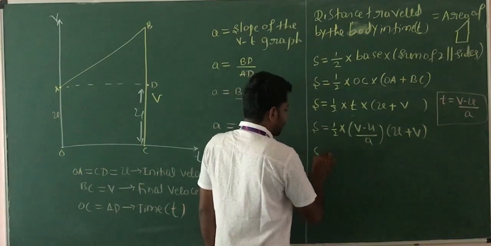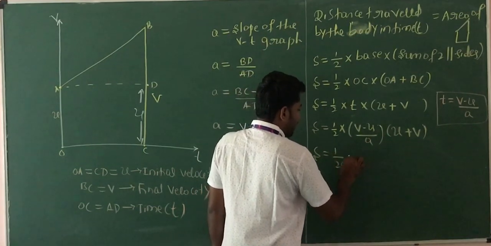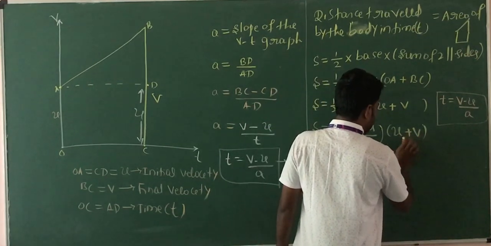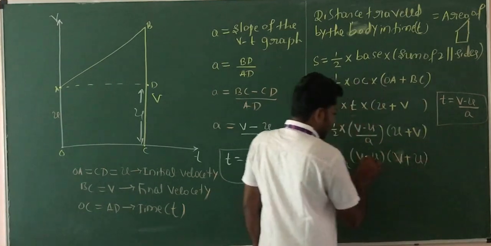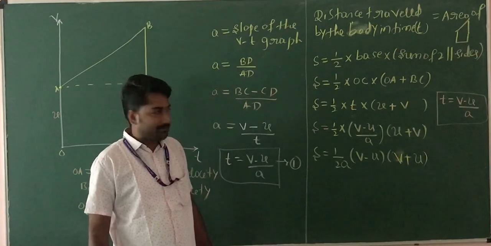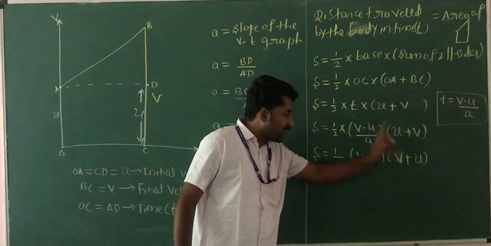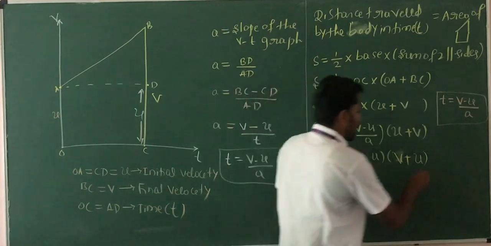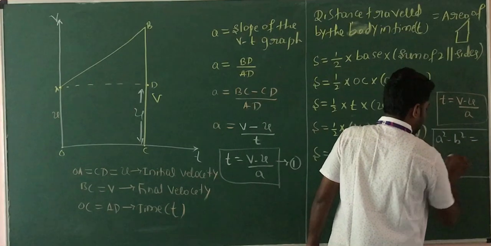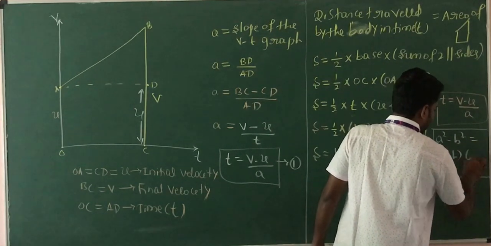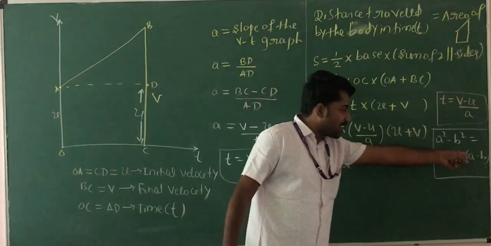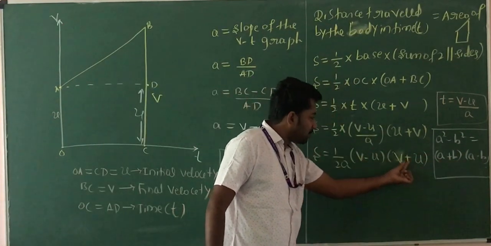Take this acceleration outside. S is equal to 1 divided by 2a into v minus u into u plus v, or this is also v plus u. v minus u, v plus u is in the form of a minus b, a plus b. You know the formula: a square minus b square is equal to a plus b into a minus b.